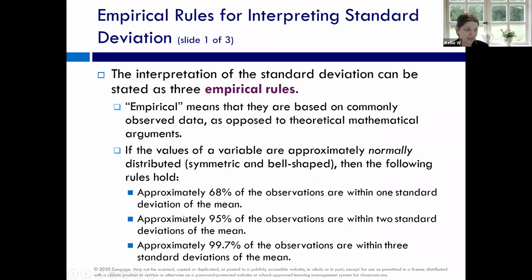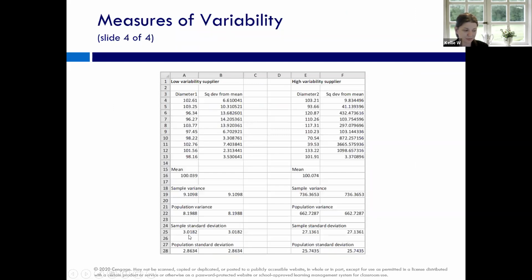And then the standard deviation is the square root of the variance. So you can see that makes sense. So they consider, here's your low variability supplier, and then here's your high variability supplier. On this supplier, the means are about the same, but look at the difference in their standard deviations, much, much bigger.